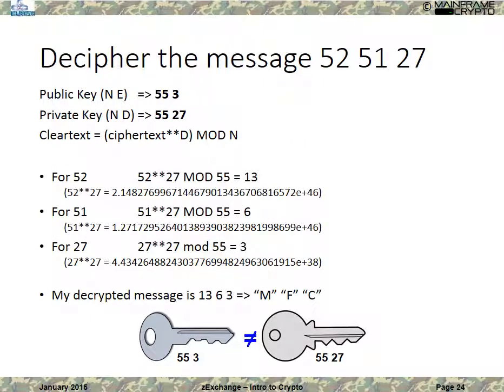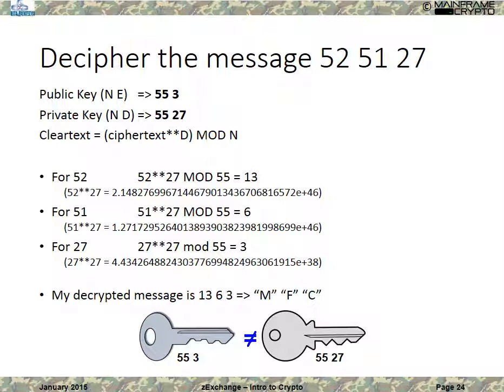On slide 24, to reverse the process and recover the clear text value, I take that ciphertext and raise it to the value of D mod n. So for 52, 52 to the 27th power, see where the math starts getting pretty complicated and might take a while. 52 to the 27th power is 2.1482 times 10 to the 46th. Divide that by 55 and take the modulus, and you can run this through your calculator, we'll recover 13.